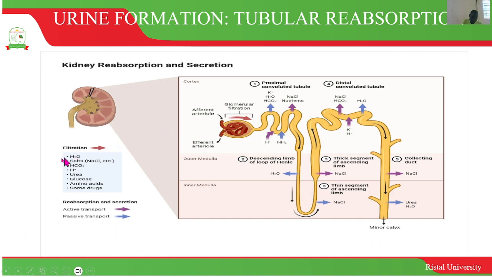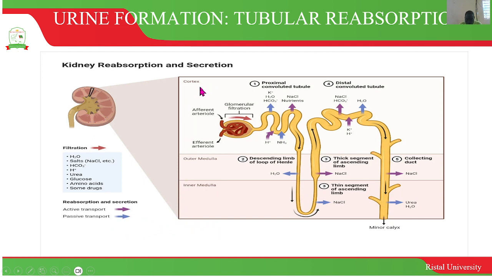So what goes in that filtration? We have water, salts, hydrogen carbonate, also hydrogen ion, urea, glucose, amino acids, which are smaller units, building blocks of proteins, and then certain drugs. Reabsorption and secretion. This arrow here is telling us active transport, the process by which these particular ions are regulated. Active transport involves use of some energy and occurs against the concentration gradient, but passive transport is just along the concentration gradient, could be with the passive osmosis process.